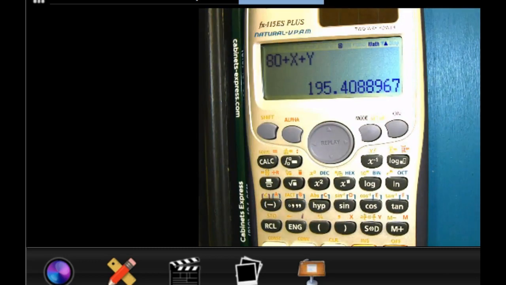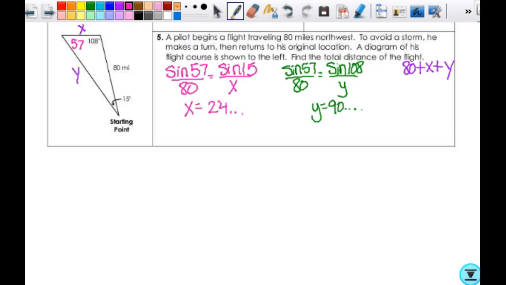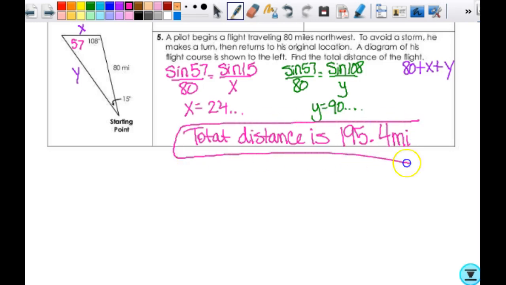All right, so that is one. So my answer, the total distance, is 195.4. And that says total.